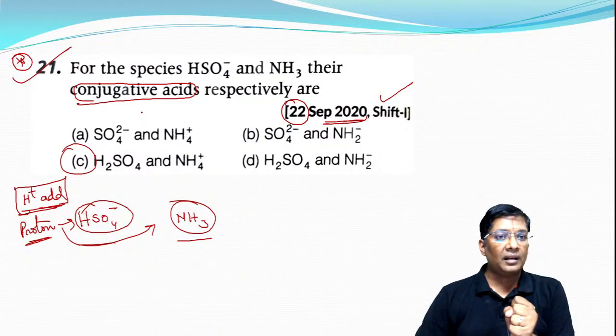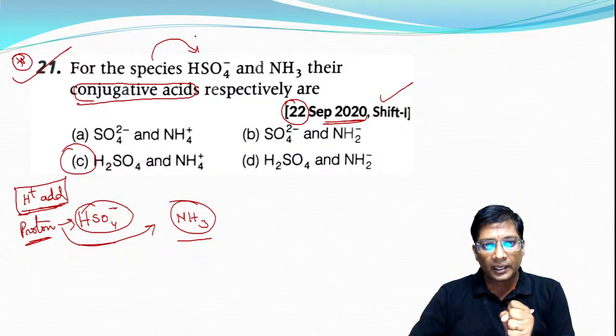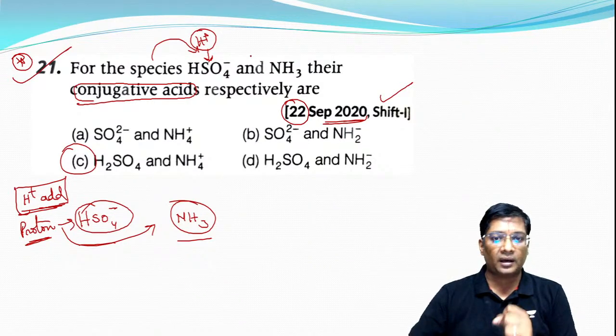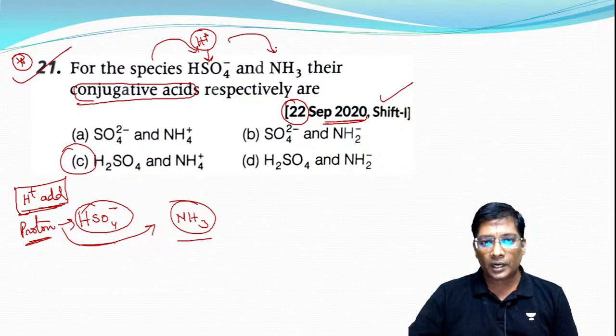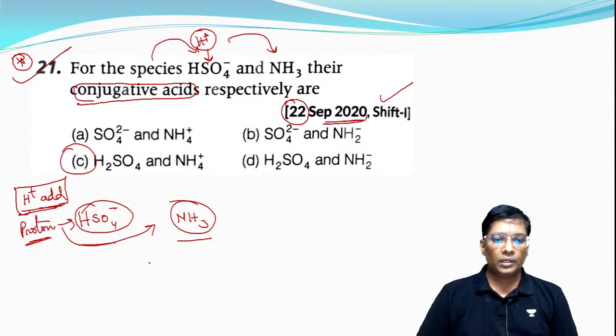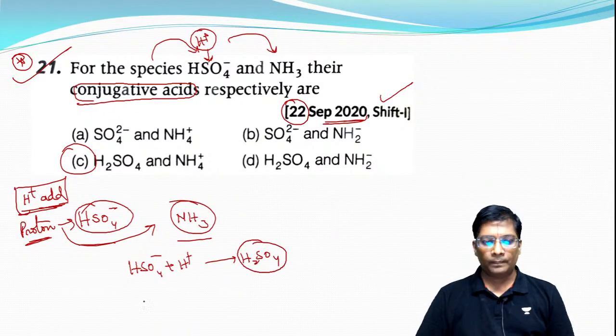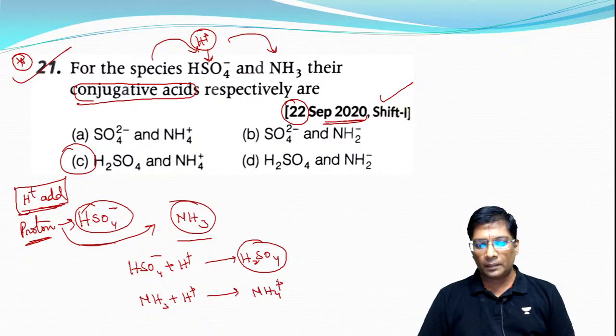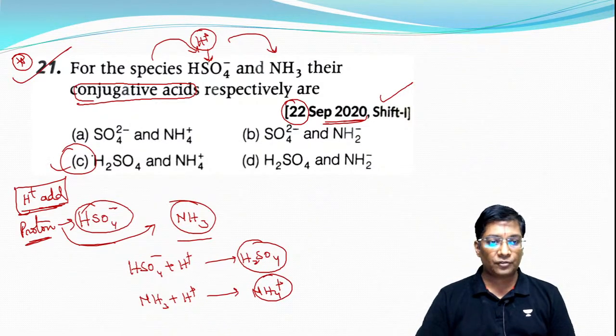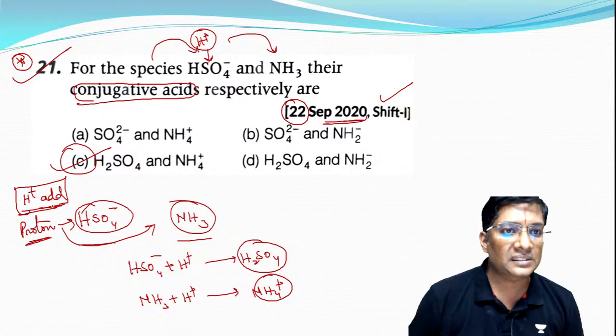Conjugate acids are needed. Conjugate acids means you need to add one proton to this HSO4 minus, bisulfate ion, and you need to add one proton to the ammonia also. So if I am adding this H plus to HSO4 minus, you will get H2SO4. And if you add one proton, H plus, to this ammonia, you will get ammonium ion, NH4 plus. So the answer is this.